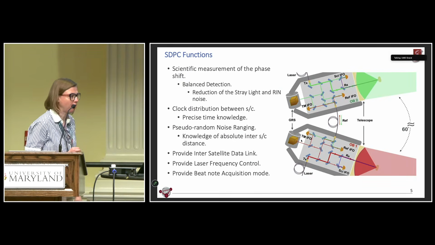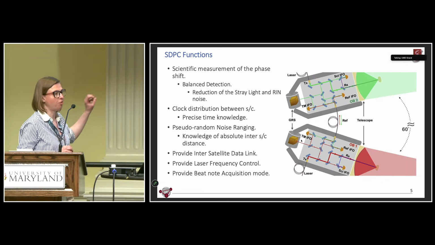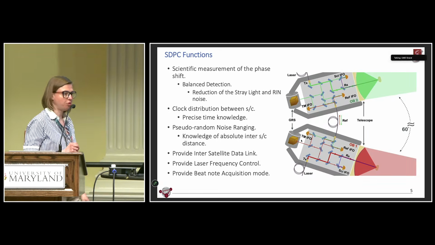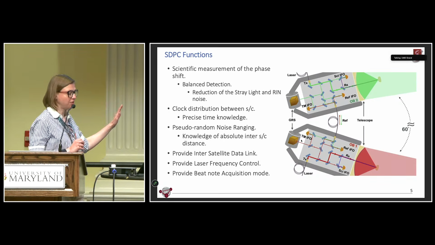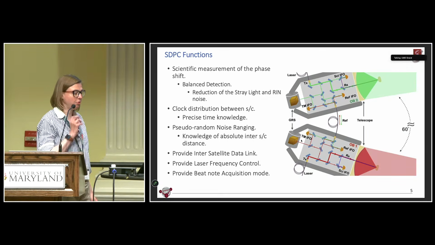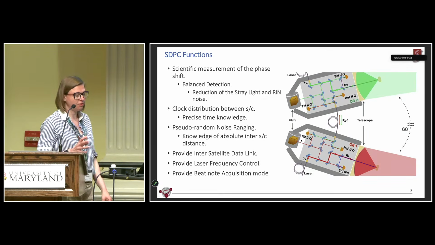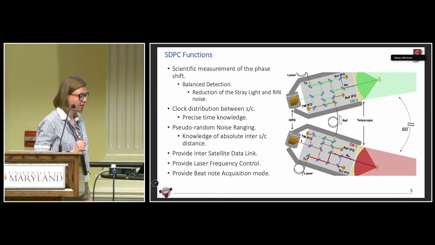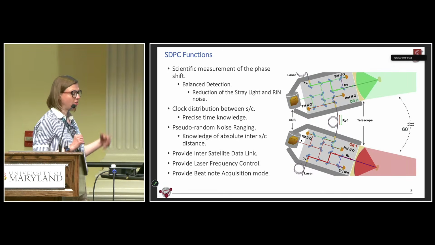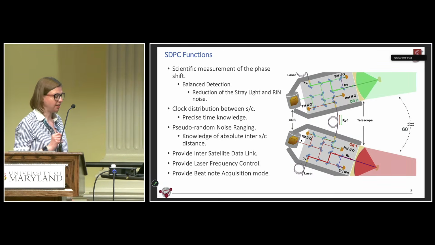And I just want to talk about the functions that we need from the signal detection chain to fulfill the main objectives for the scientific measurement. So first of all, the signal detection chain has to measure the phase shift that is being imprinted on the phase of the beat note. It has to provide the clock distribution between the spacecraft. It has to provide a pseudo-ranging to support the knowledge of the absolute inter-spacecraft distance. It also has to provide the inter-satellite data link.